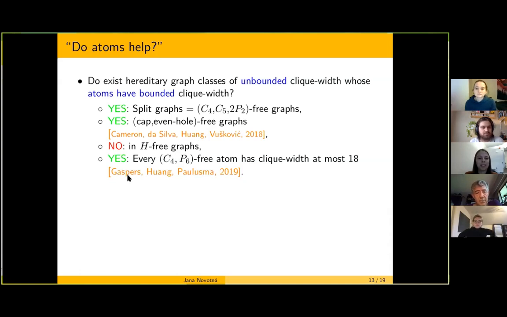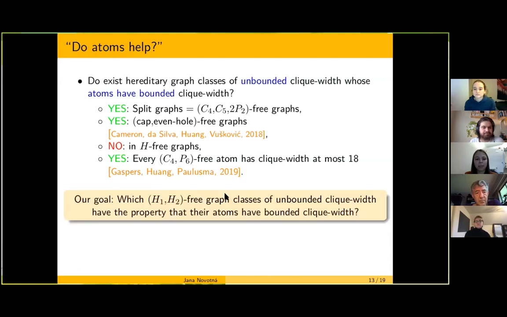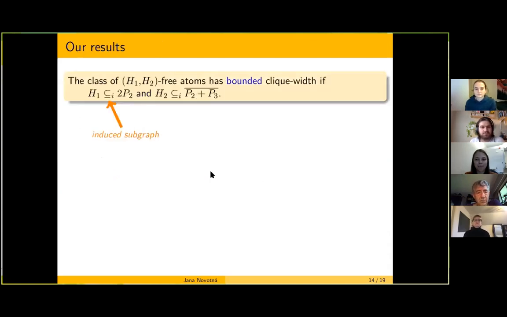So this particular example gave us some hope that this approach may help in graphs where we forbid to induce 2 subgraphs. Our main question was to ask which (H1, H2)-free graphs of unbounded Clique-width have the property that their atoms have bounded Clique-width. That's what we were investigating, and in the end, we found some results. We found one bounded case.